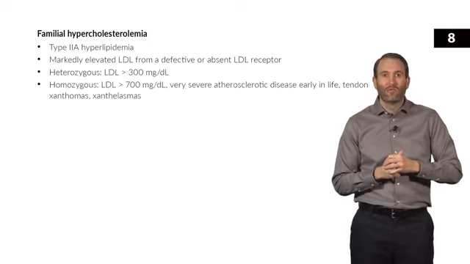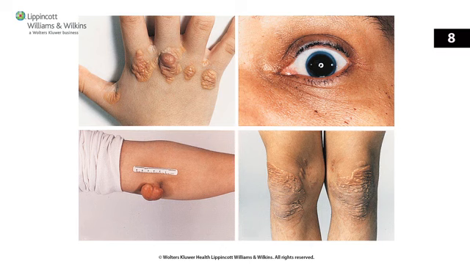A very severe atherosclerotic disease very early in life. So these patients will have tendon xanthomas, xanthelasmas, that's that yellowish deposit of fat under the skin around the eyelids. And unfortunately, these patients will have potentially myocardial infarctions even before the age of 20.